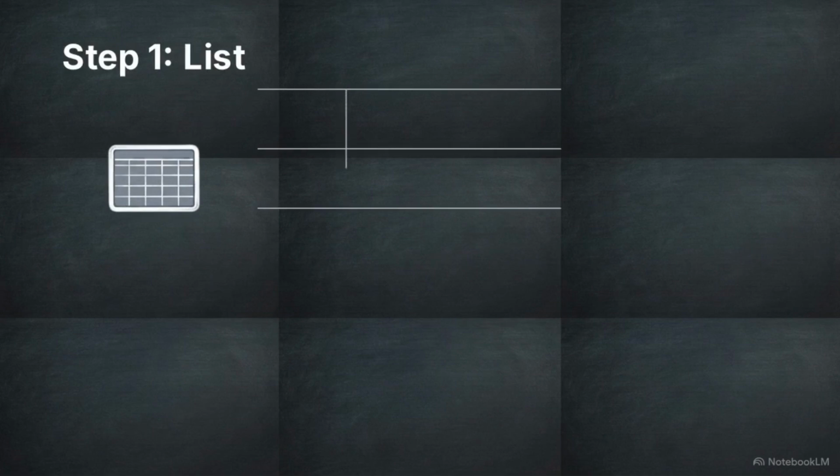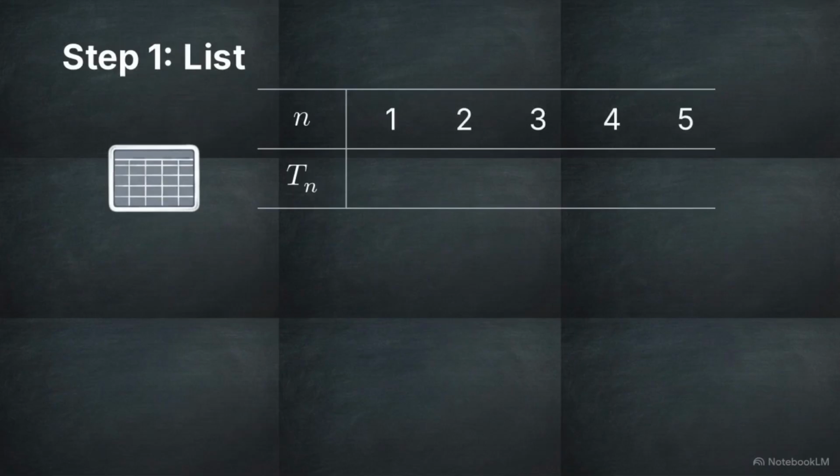Step 1 is to list. We lock our data into a table to match the position of the number, labeled n, with its actual value, labeled Tn. We place the position numbers 1 through 5 in the top row, and our sequence values, 2 through 30, in the bottom row.